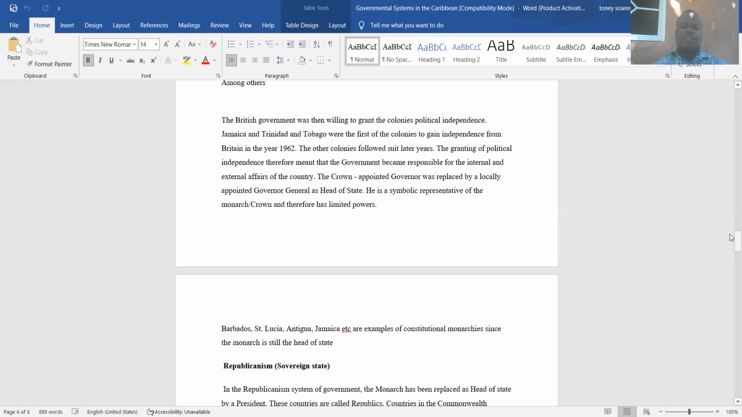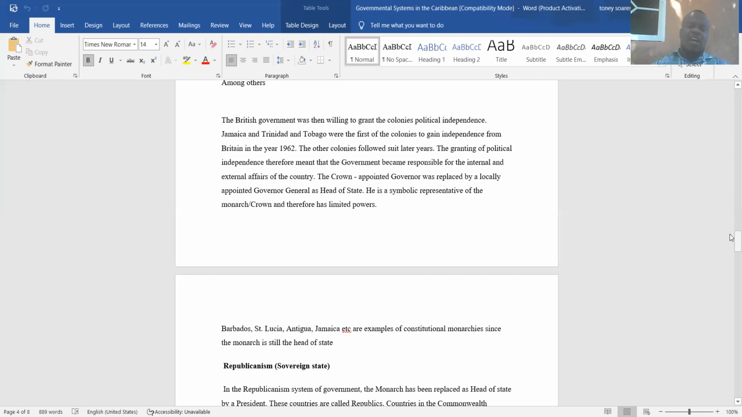So the crown appointed governor was replaced by a locally appointed governor general. This is under constitutional monarchy now. So the governor general represents the crown and is the head of state. When we look at the arms of government, we'll go a little bit deeper into the role of the governor general, because his powers are limited and his duties and roles are mainly ceremonial. He's a symbolic representative of the monarch or the crown, and therefore, as I said earlier, has limited powers.